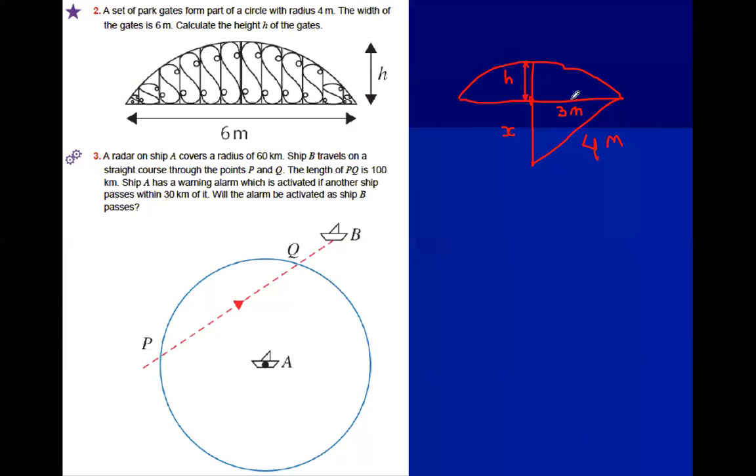Because I know that x plus h equals 4. So if I can find x, knowing that this is 3, this is 4, and you've got a right angle here, x is the square root of my longest side squared, which is 4 squared, take away 3 squared. So that's us just using Pythagoras. If you do that, then you get 2.65 to 2 decimal places.